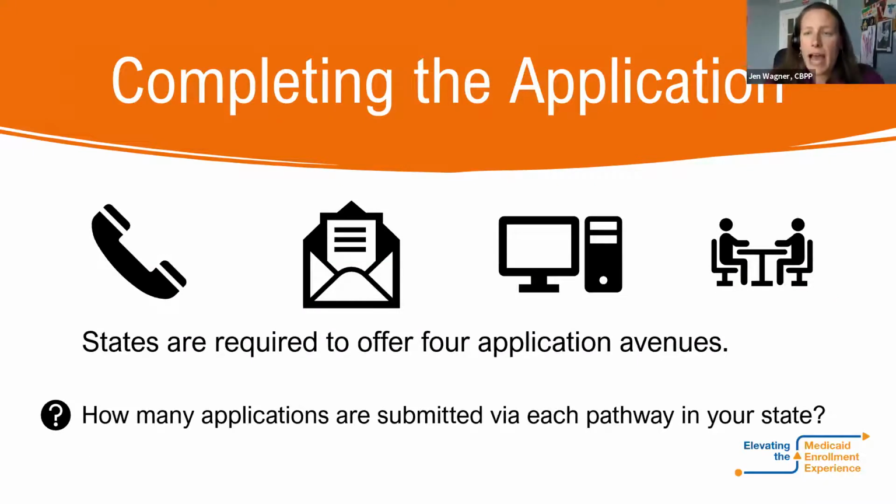As we talk about completing the application process, states are required to offer 4 different application avenues. Individuals must be able to apply for Medicaid over the phone, by mail or fax, online, or in person. And so we're going to go through some of the nuances of each of these application avenues on the next 2 slides. But this is a really important thing for you all to look at.